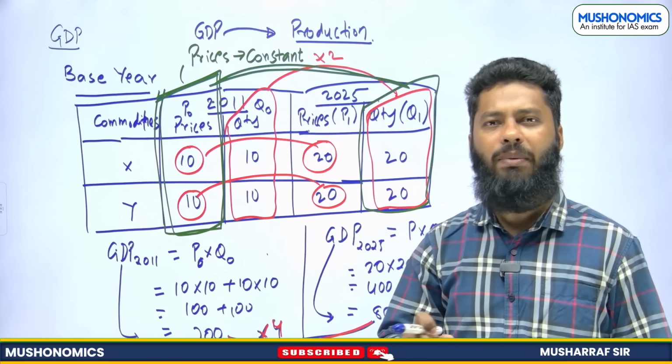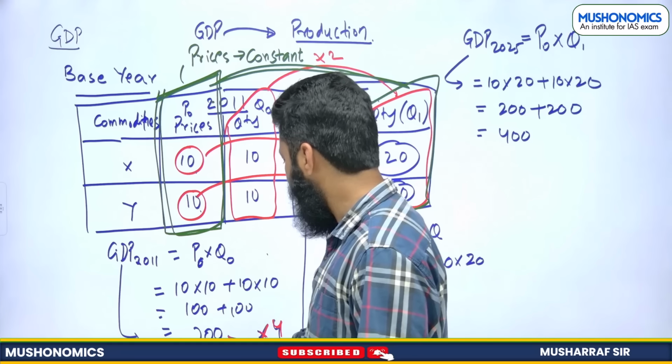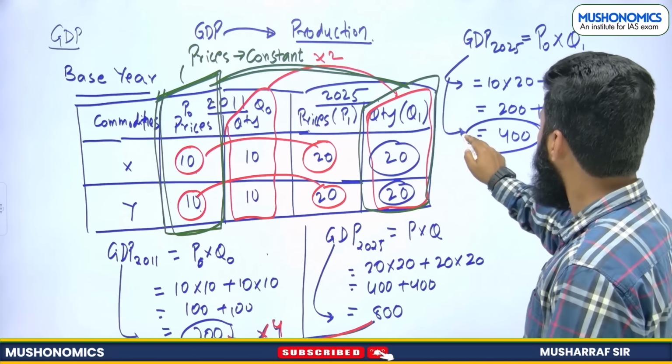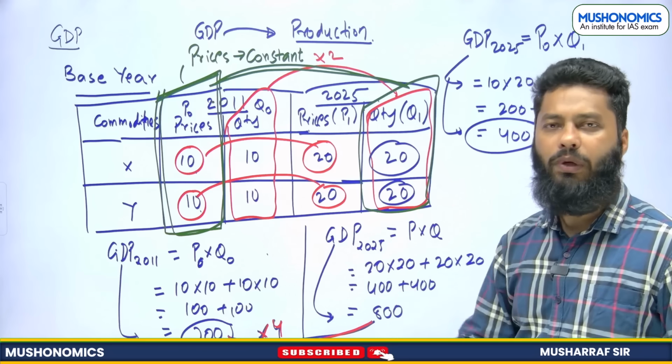As you can see here, this GDP will be 10 into 20 plus 10 into 20, this price into this quantity, and this price into this quantity. So it will be 200 plus 200, that is 400. Now if you compare, this GDP is 200 and this GDP is 400. So now the GDP has doubled as compared to 2011.